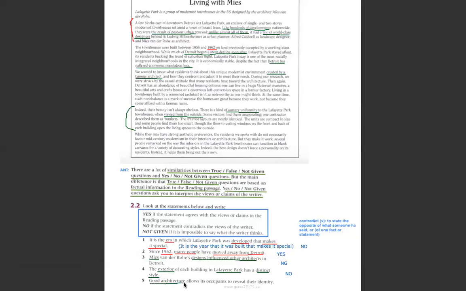So this here is a view. Good architecture allows its occupants to reveal their identity. Yes, no, not given. So our answer is going to be somewhere here at the end. All right, looks like most of you have got it. Yes is correct, because it tells us here that the best designs, good architecture, doesn't force a personality. Instead, it helps them to bring out their own.